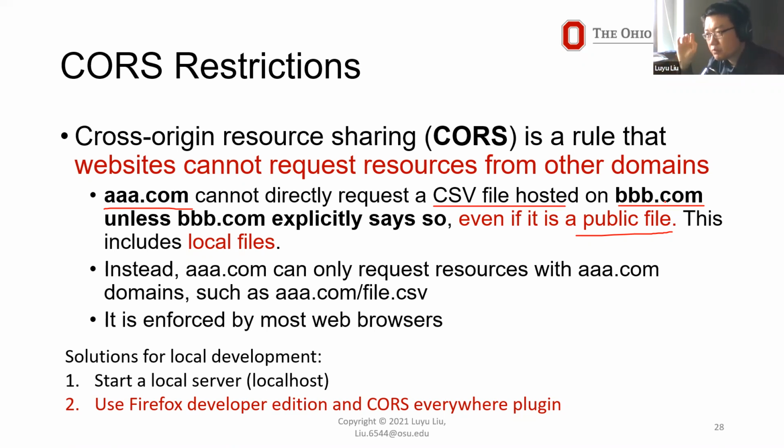So based on these rationales, most web browsers just ban this request unless your target website, which is bbb.com, explicitly says, okay, I trust this AAA.com guy. So usually the situation we have here is that AAA.com can only request resources from its own domain, like AAA.com/file.csv. That's the common practice we have right now. But guess what? If you are Google, that's all right. A lot of websites will add you as a trusted user, but we, as nobody on the internet, nobody will trust us, right?